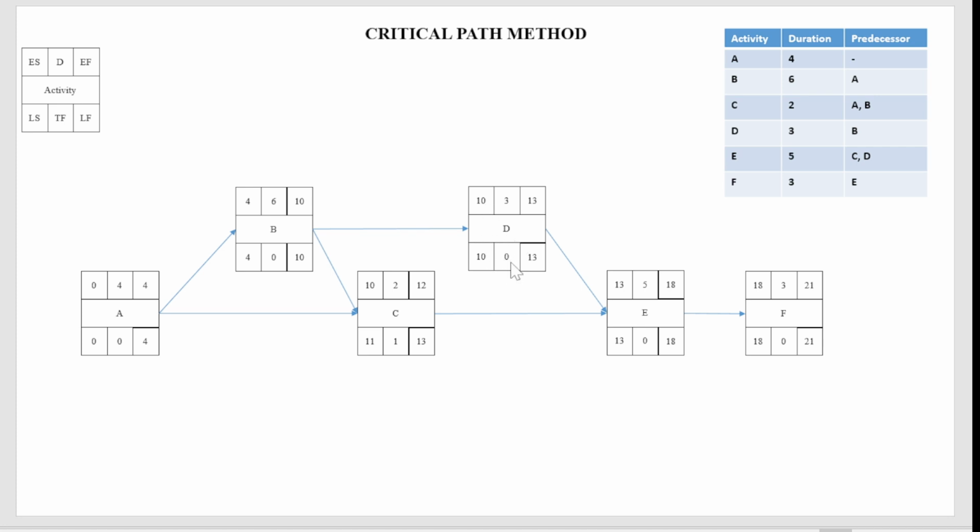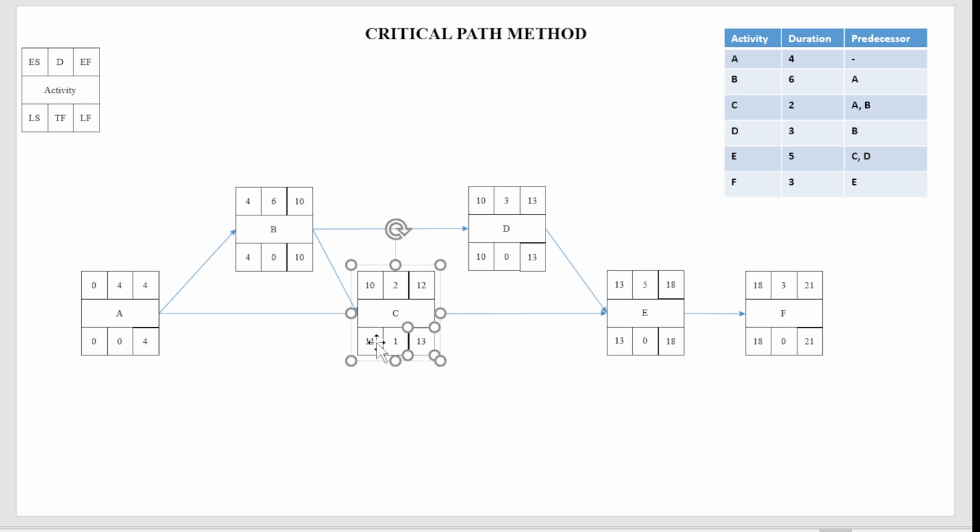Okay, this is fine. Since you pass 13 here, 13 minus 2 will be 11. So 13 minus 12 will be 1. 11 minus 10 will be 1. It means 1 is the total float. Okay, 1 is the total float for the activity C.